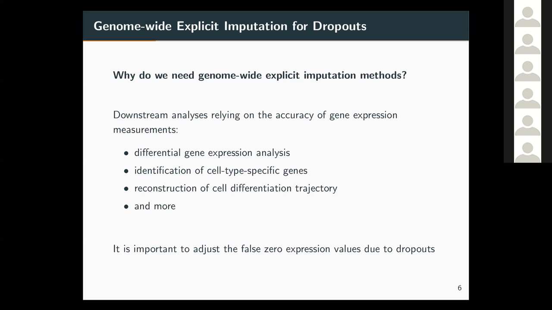have the skills to develop a specific statistical method to account for dropouts in their specific task, then there is a problem. So therefore, we think if we can perform genome-wide explicit imputation to overall improve the data quality, the improved data will be very useful for downstream bioinformaticians. So it is very important to adjust the false zero expression values due to dropouts.